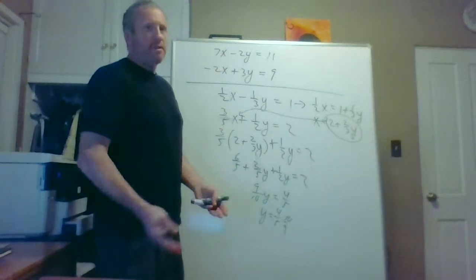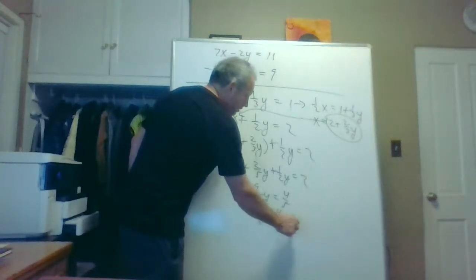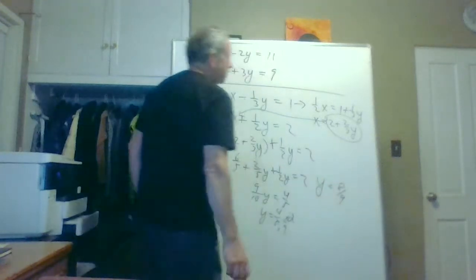It's not a right or wrong thing. It's really a judgment call of what you think is easier to do. Okay, that goes in there once, that goes in there twice, so we get 8/9. So y equals 8/9.